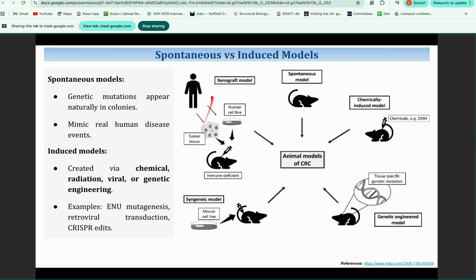Then comes tumor tissue from humans. This is the xenograft model, in which we obtain tissues or cell lines from humans and artificially put them into immune-deficient mice, and then we study the disease. In this one, they specifically focused on cervical cancer. So these are some types of models, where spontaneous versus induced means whether the genetic mutations or perturbations appeared naturally or were artificially induced.